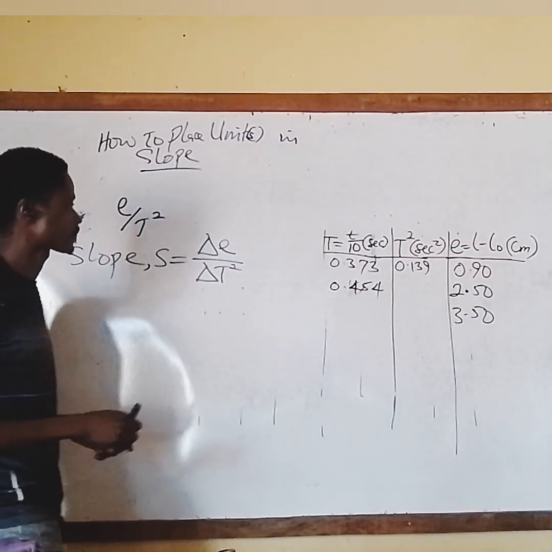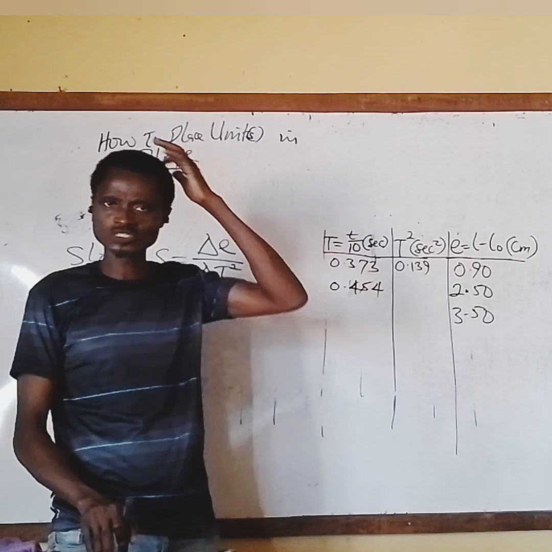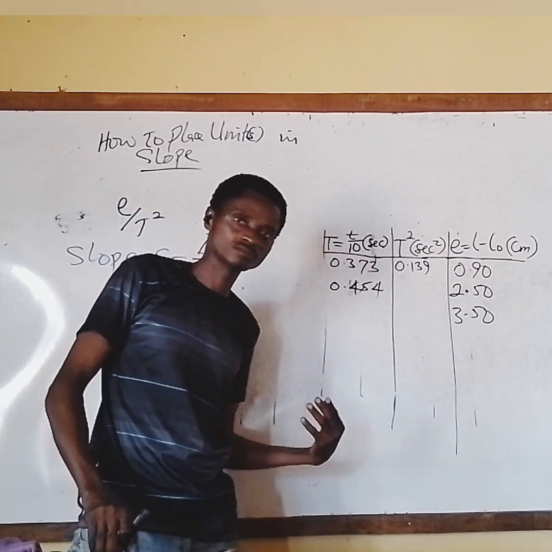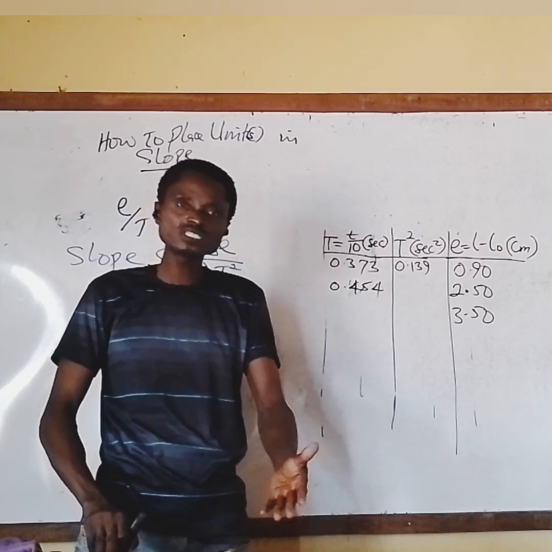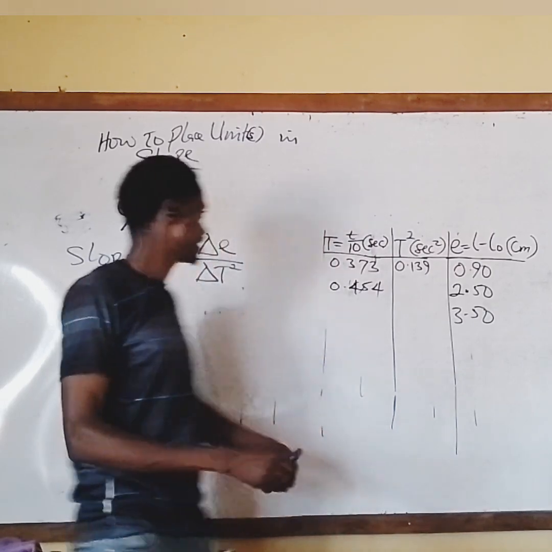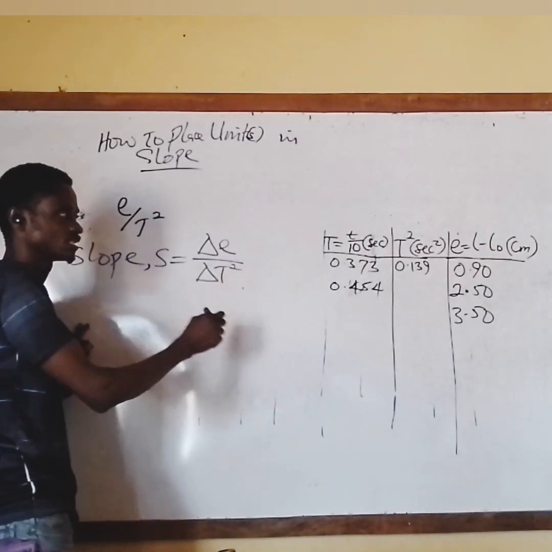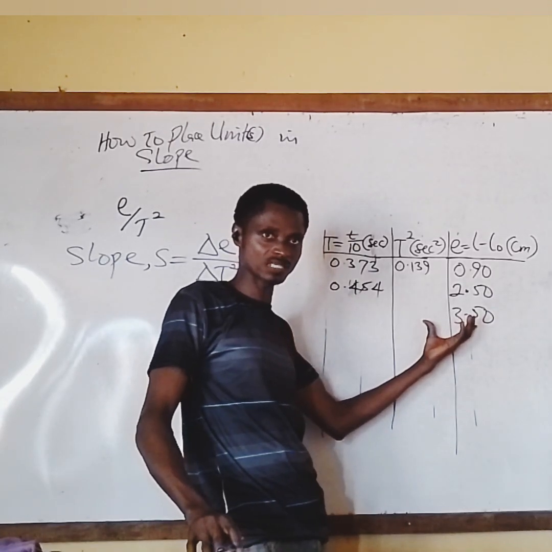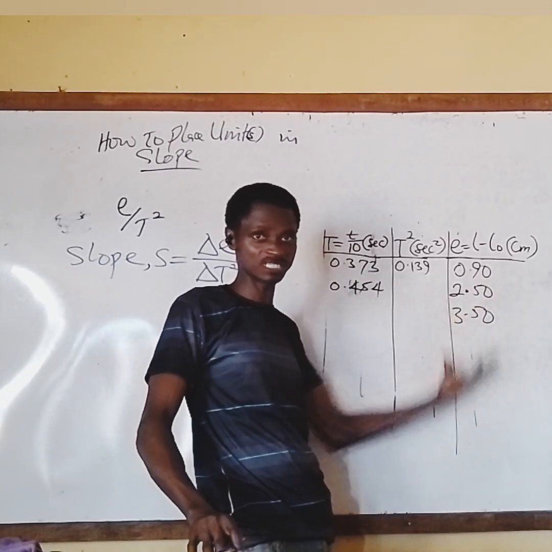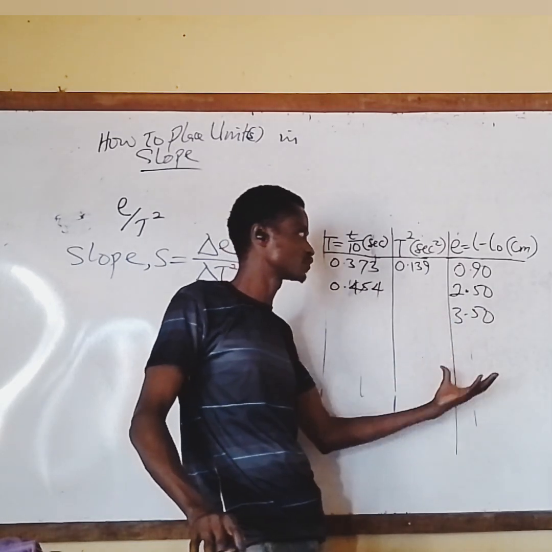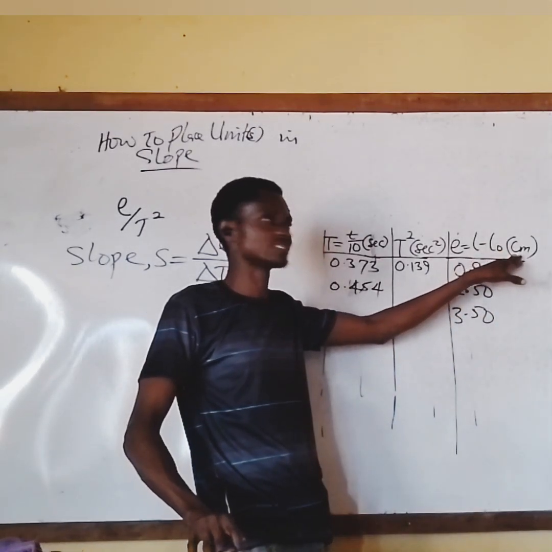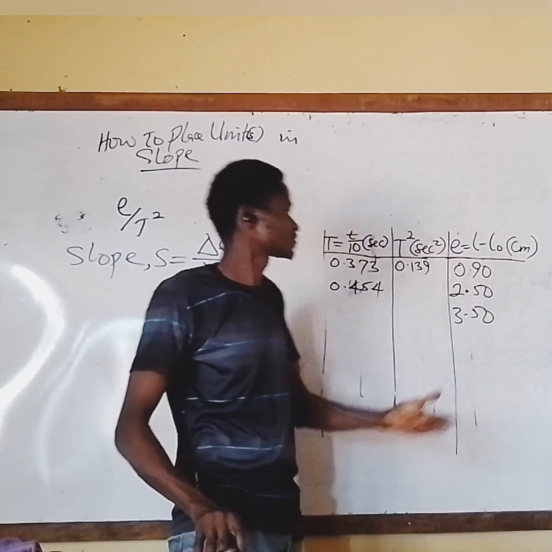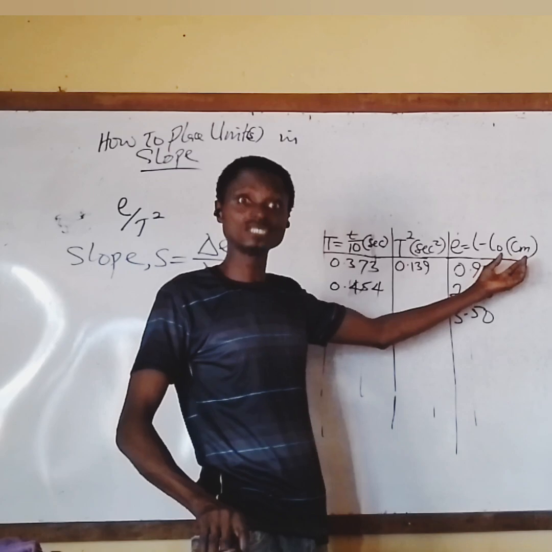Did you get that? Now, there is another thing you are going to take note of. The E we are talking of, which is the extension, has a unit. According to the table, do you understand that? I didn't complete the table the other time, I said you should complete the rest. But according to the table, our unit is in centimeter. But if you like, and it is allowed, you can change the centimeter to meter.